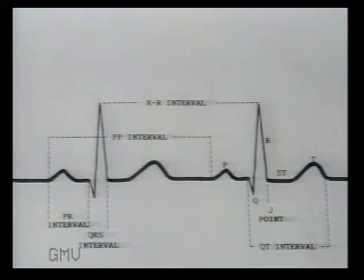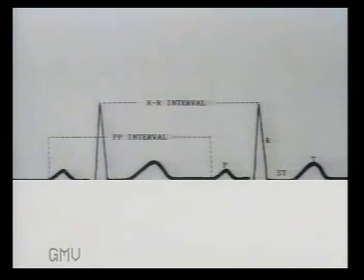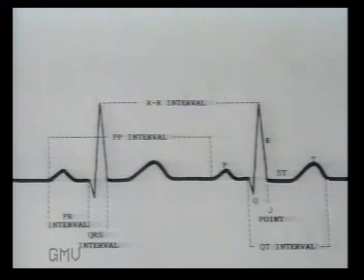In a normal ECG, the PR, ST and TP segments are at the same horizontal level and form the baseline or the isoelectric line. The amplitudes of all the waves are measured from this line.